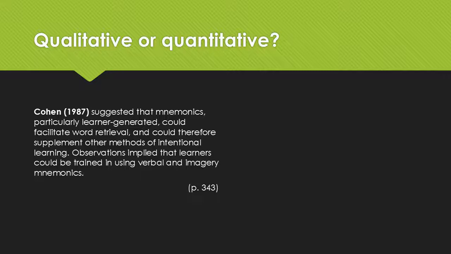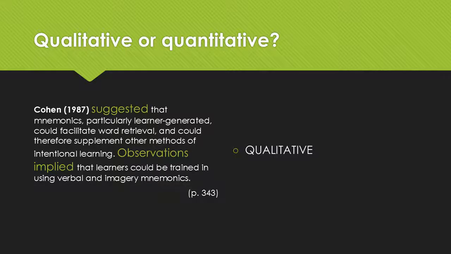All right, here's your answer. So Cohen in 1987 followed the qualitative tradition in his study, as characterized by the term observation and the presence of softening verbs like suggest and imply that acknowledge the subjective nature of qualitative research. Here's your next one.